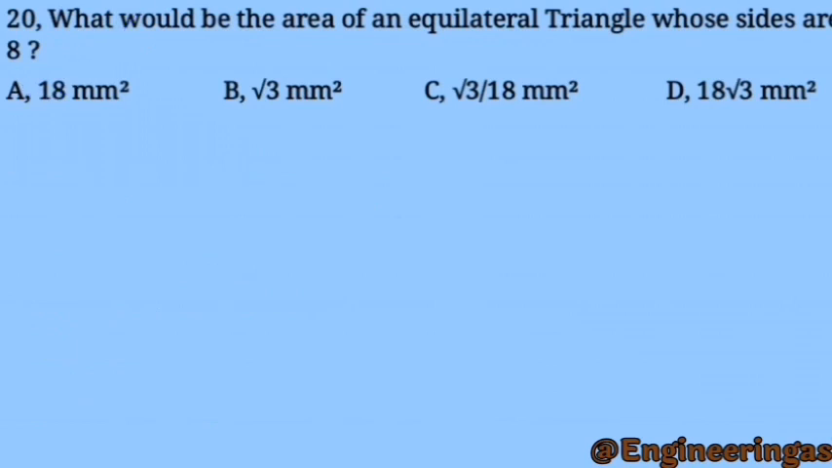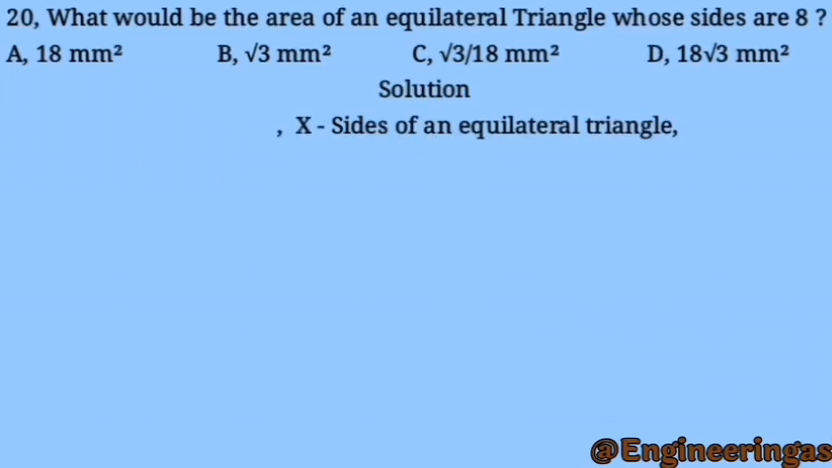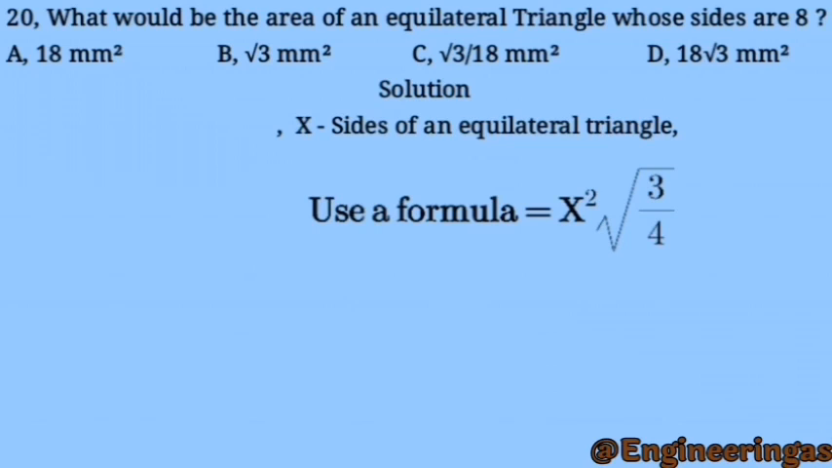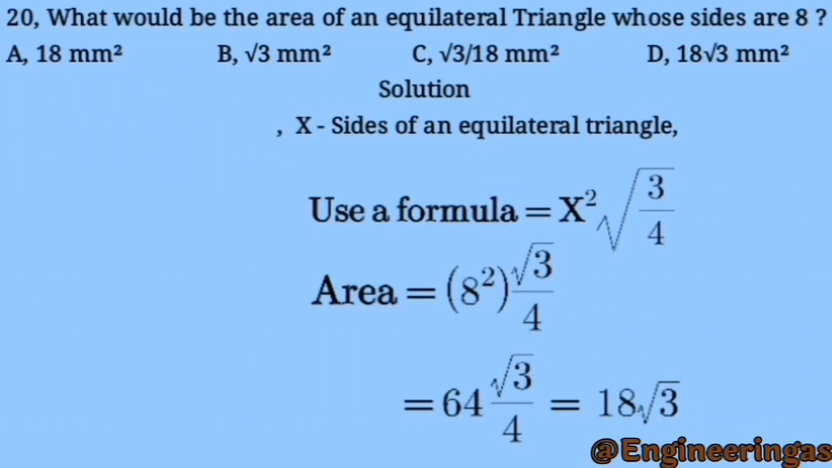Okay, what would be the area of an equilateral triangle whose sides are 8? To solve this we need to use a formula. So x is the side of an equilateral triangle, and the formula equals x squared times root 3 over 4. X is the side of the equilateral triangle, which is given as 8. Just substitute it. 8 squared times root 3 over 4. Then it will be 64 times root 3 over 4, and it will be 16 root 3. So the answer will be 16 root 3. D.